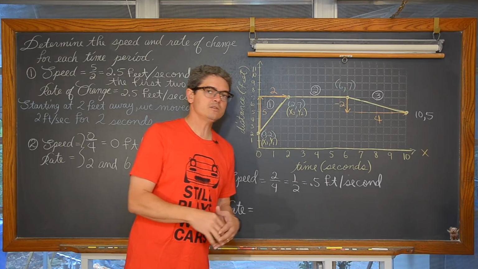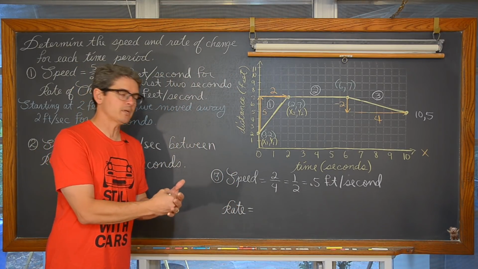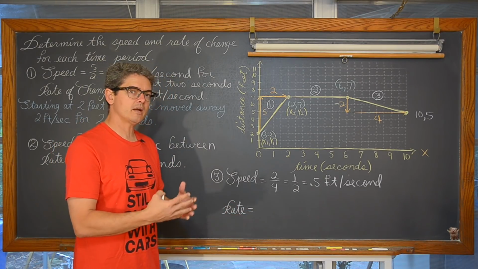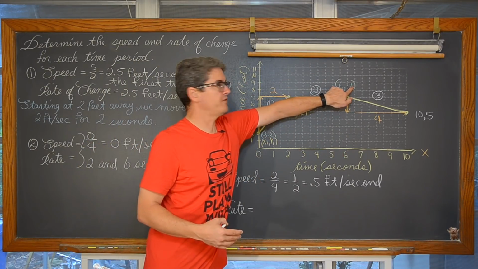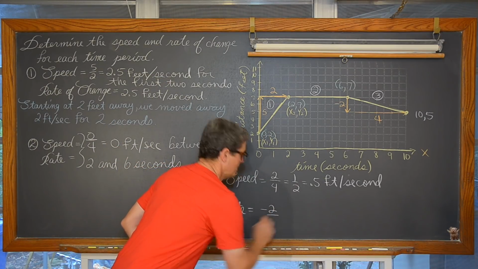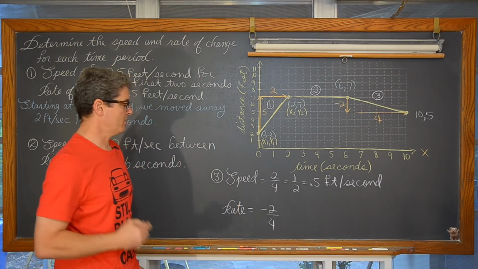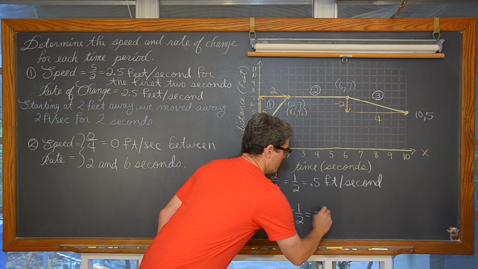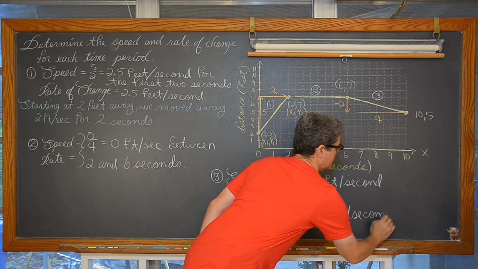Now, as a rate of change, though, rate of change can take on a positive or negative value. Here's where the rate of change is going to bring in the idea that we're getting closer. We moved down. We went from 7 feet away to 5. So our rate of change is -2 feet over a 4-second period. Well, that now comes out to be simply -1/2 or -0.5 feet per second.